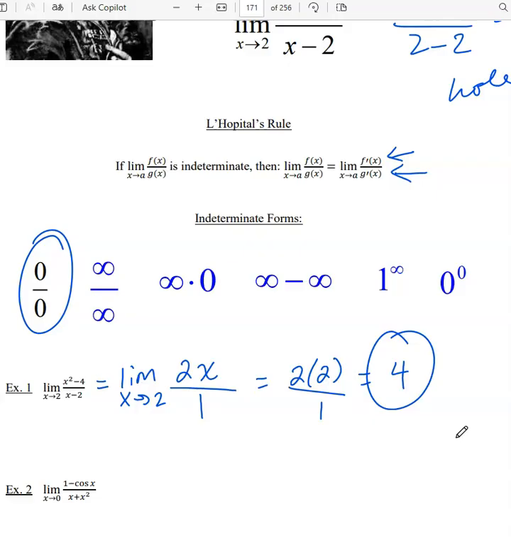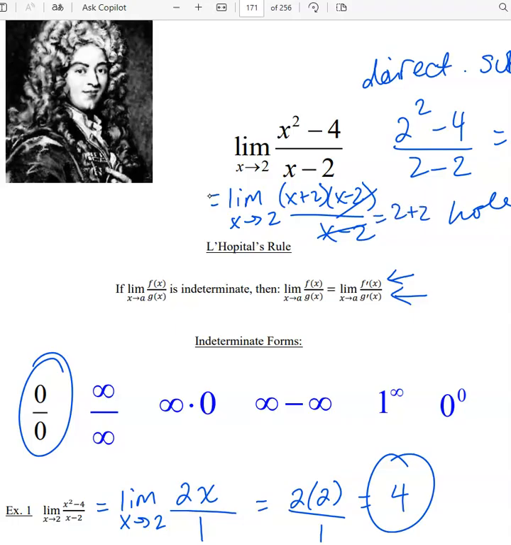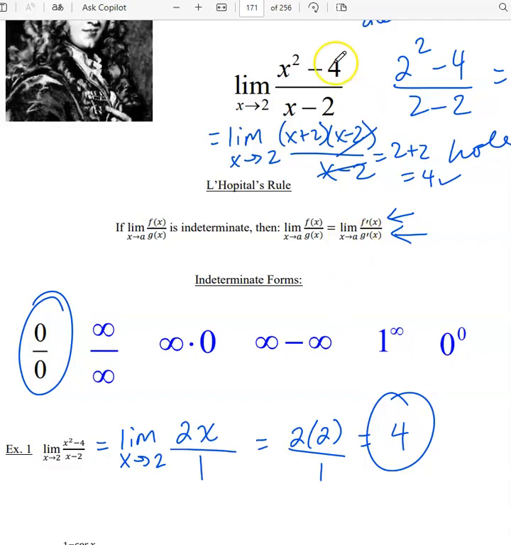And I want you to observe real quick that in the old days, back before we learned this rule, we could have evaluated this limit by factoring x plus 2, x minus 2, and then using direct substitution, we would have gotten 2 plus 2, which gave us 4. And that was an option, and we certainly can still do that. But if it isn't a situation where we can factor or do some sort of more familiar algebra, L'Hopital's rule gives us a good alternative using the derivative.